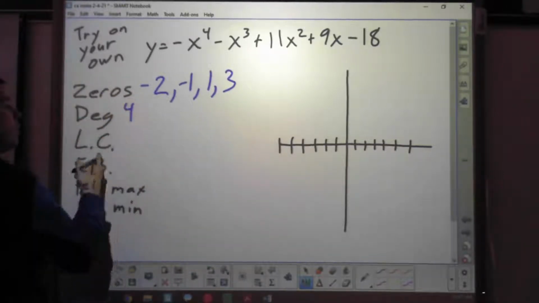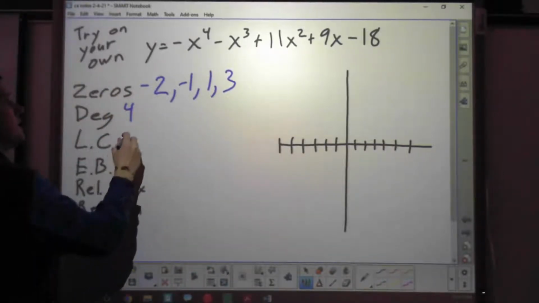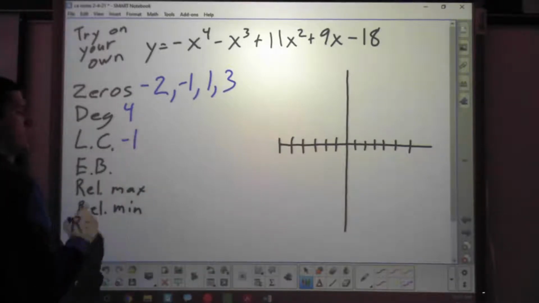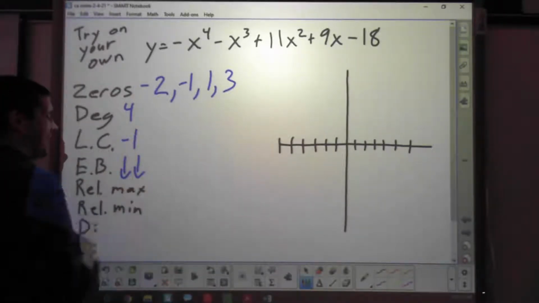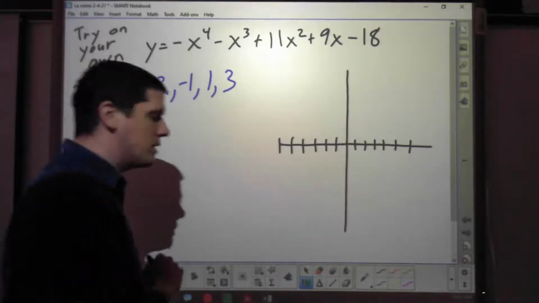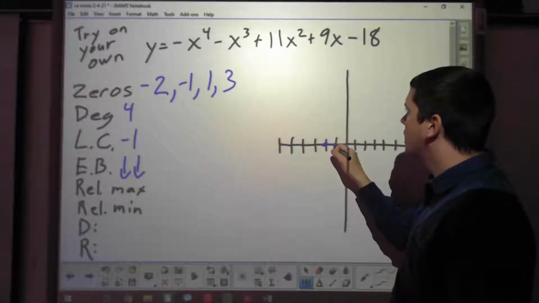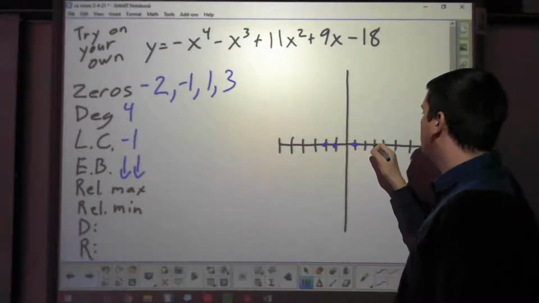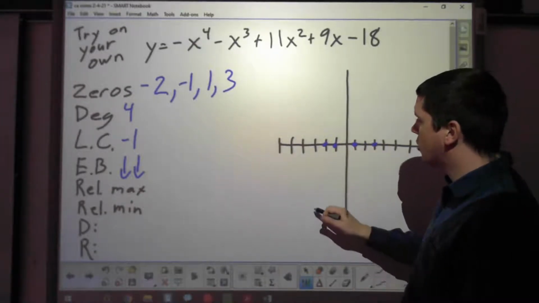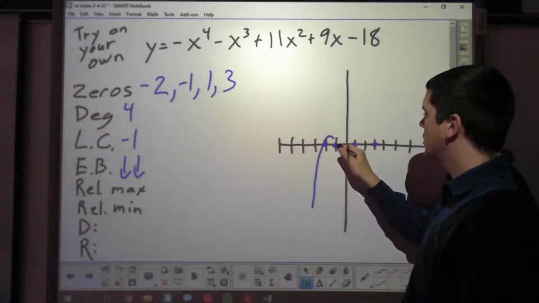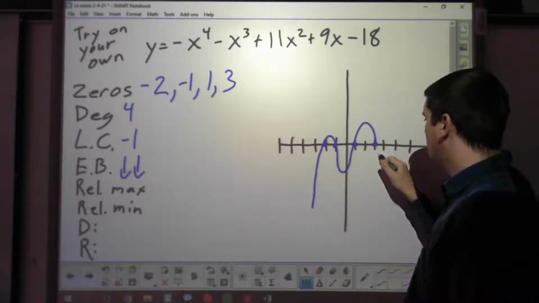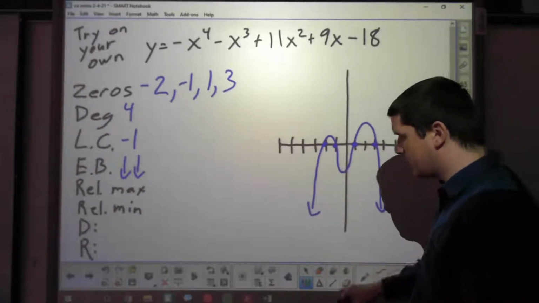Degree is 4. Leading coefficient is -1. So my end behavior is down and down. I don't think we've seen it down and down yet. So -2, -1, 1, and 3. I'm going to start with the down, and my graph's going to look something like that right there.